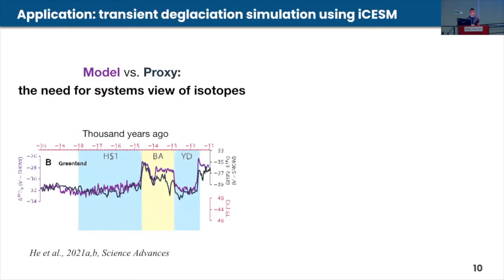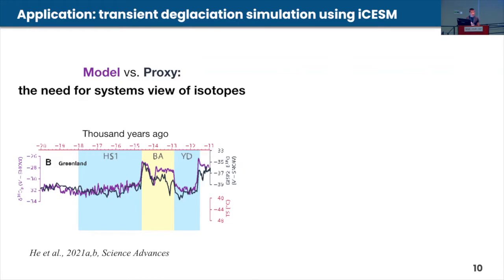Next, I want to show you an application of the ICSM. This is from transient simulation of the last deglaciation. So you run ICSM from 20,000 years ago to 11,000 years ago. The dark black color is the delta 18O in Greenland ice core, and the purple is the delta 18O in the model simulation at the same location. You see that the model matches the evolution of delta 18O in the proxy very nicely.